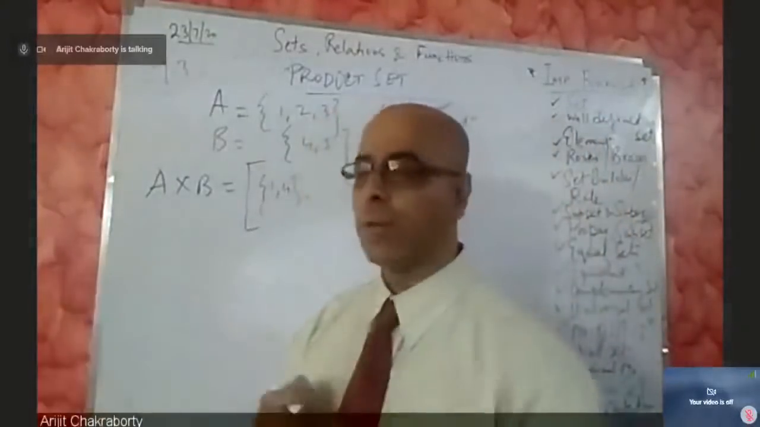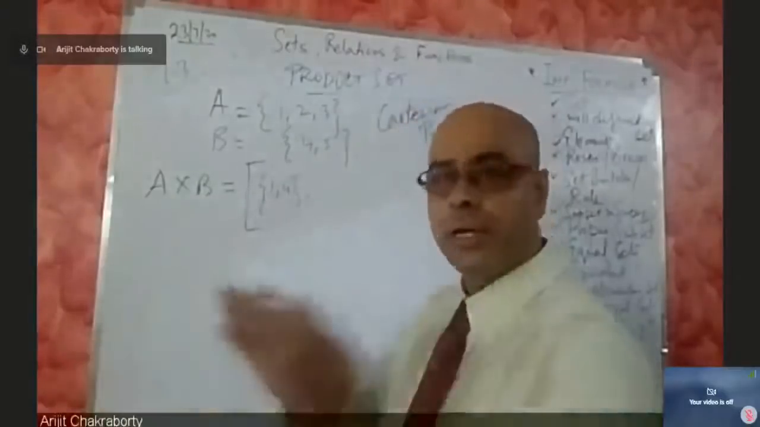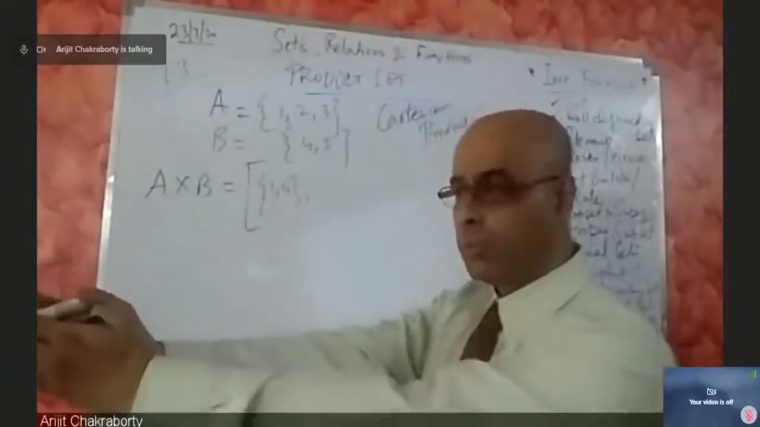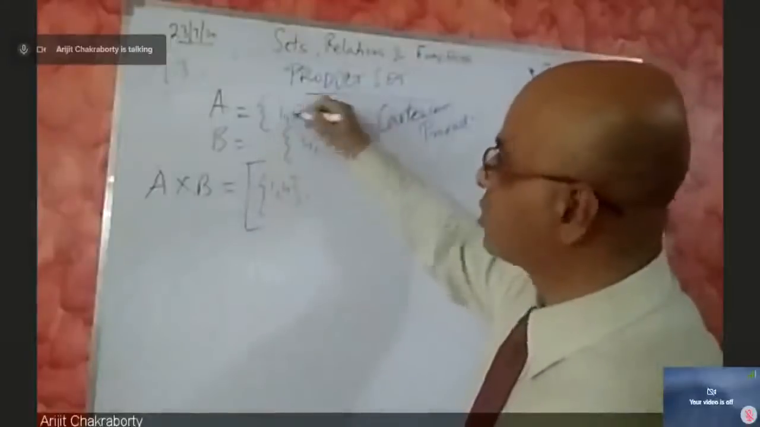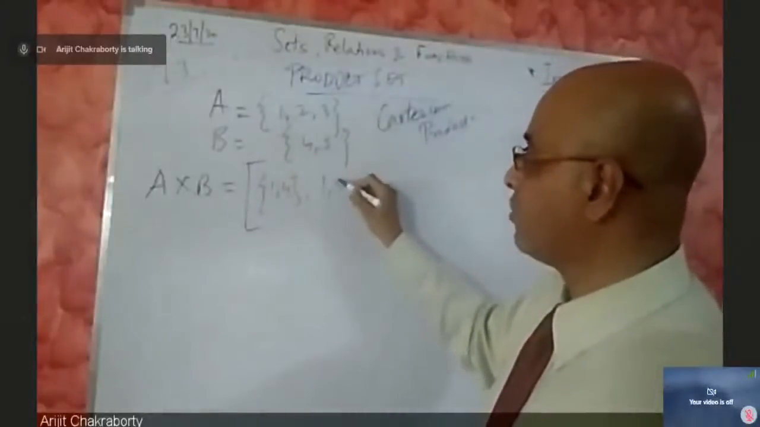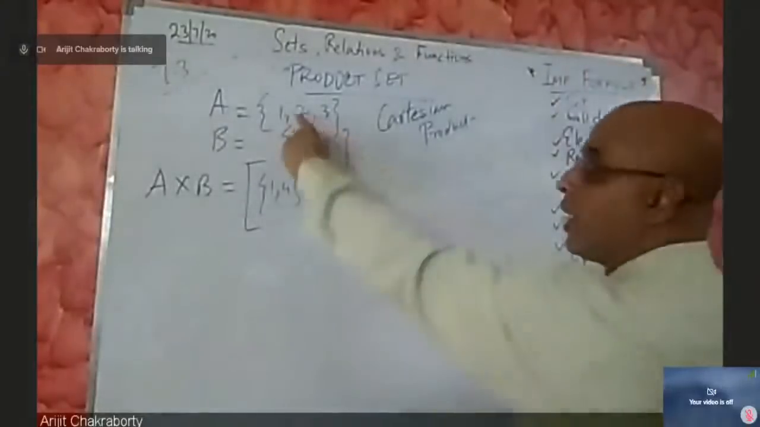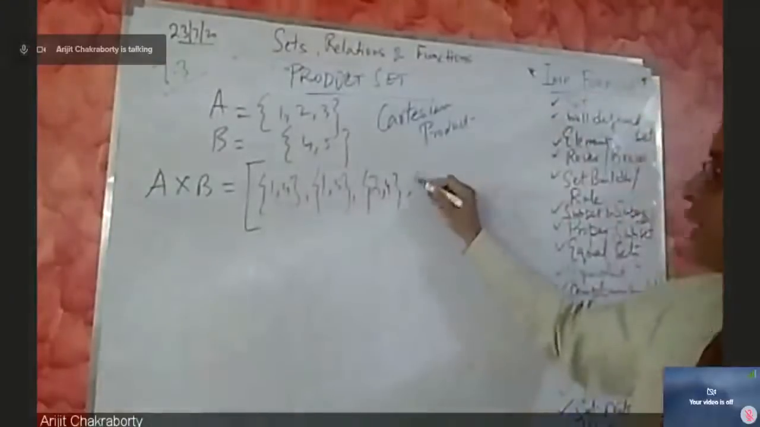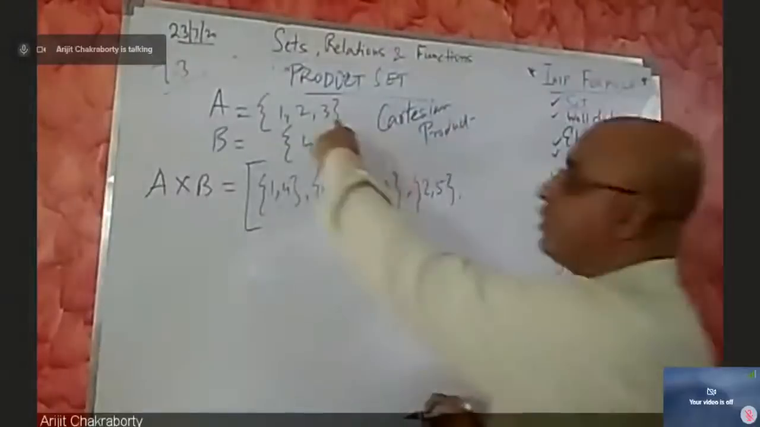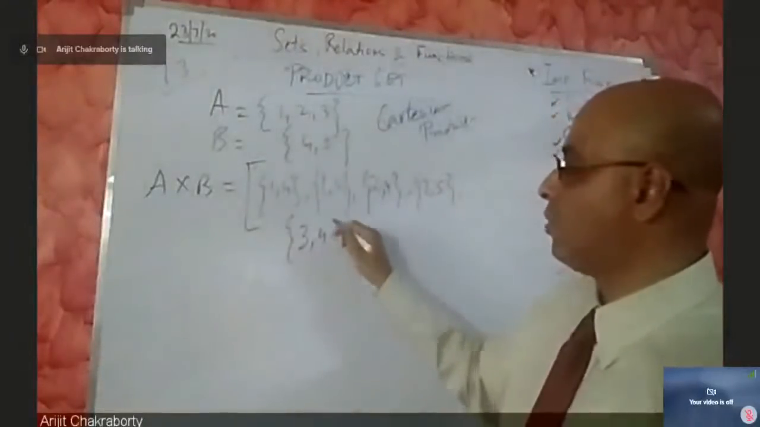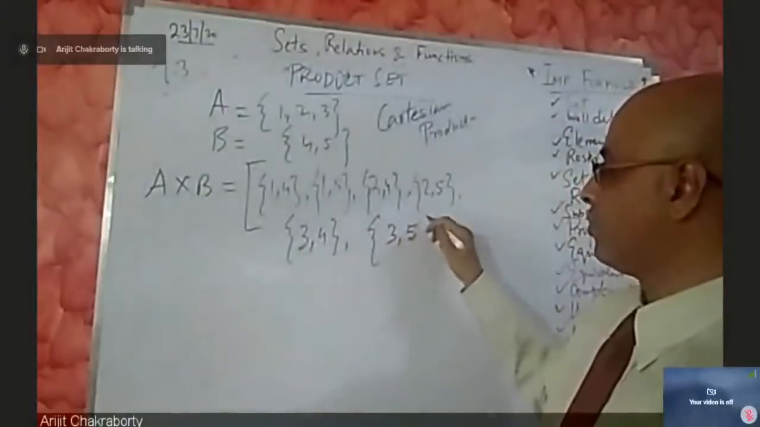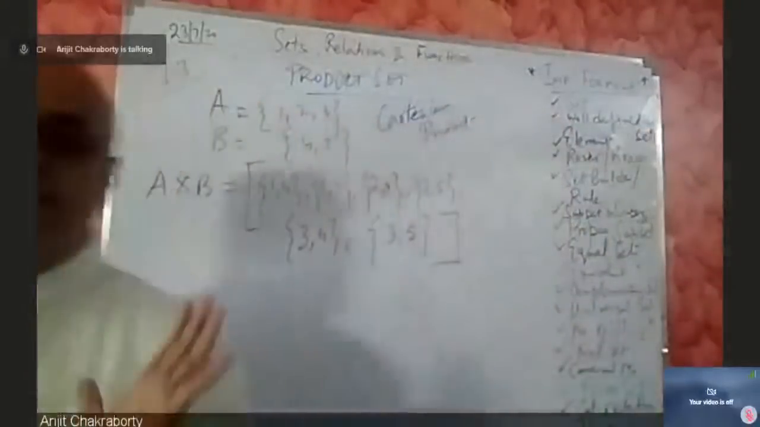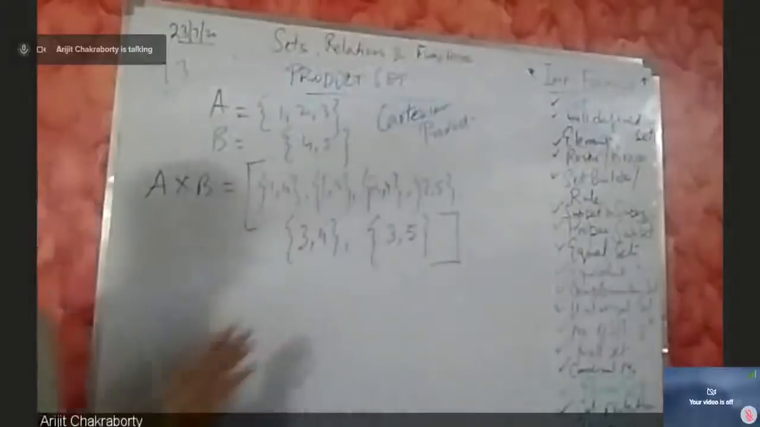It is a one-to-one mapping, first here, then here, then here. One first direction, second direction, third direction. 1 with 4, done. Now 1 and 5. Then 2 and 4, so I write 2 and 4. Then 2 and 5. Then 3 and 4, and I write 3 and 5. And I close the curly bracket. This is as simple as this. This is called the product set, or the Cartesian product of two sets A and B.